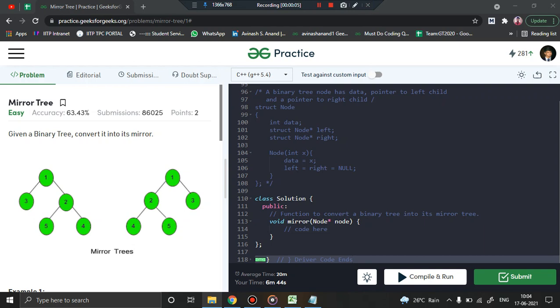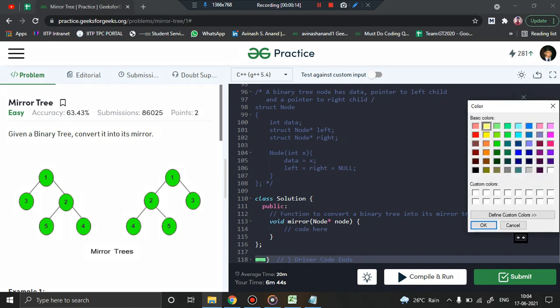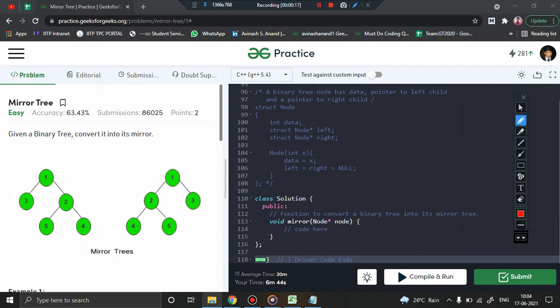In this particular video, we are going to discuss a very fundamental and basic problem on trees, that is, we have to find the mirror of a tree. Now, how do we find the mirror of a tree? So basically, let us first understand what a mirror image is.